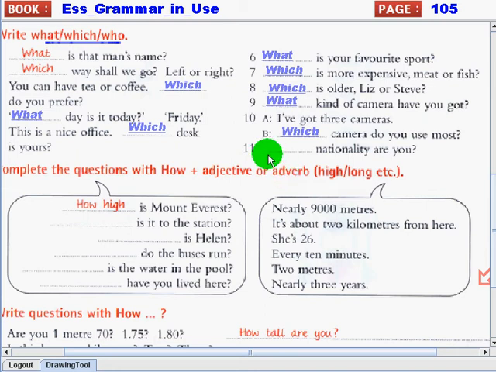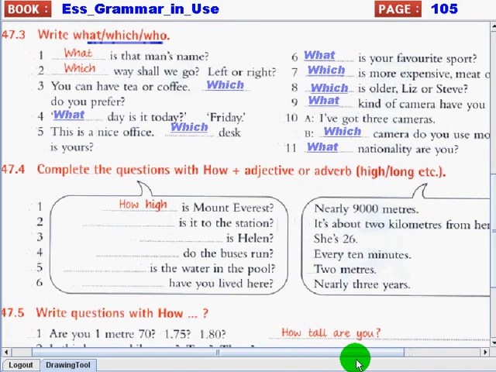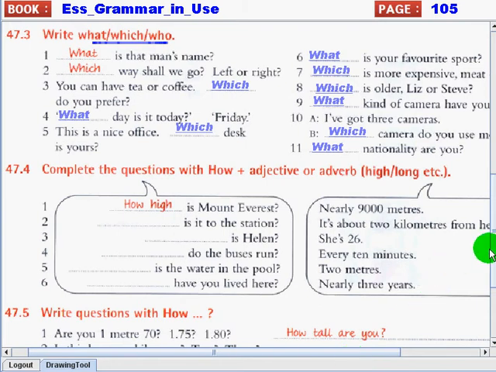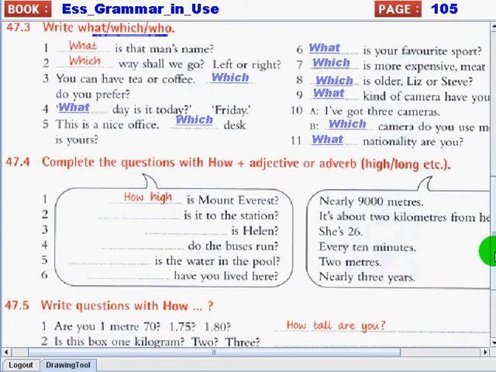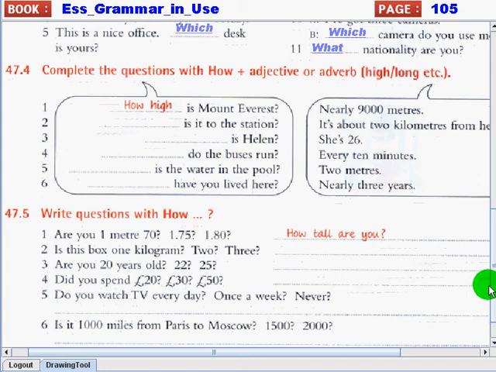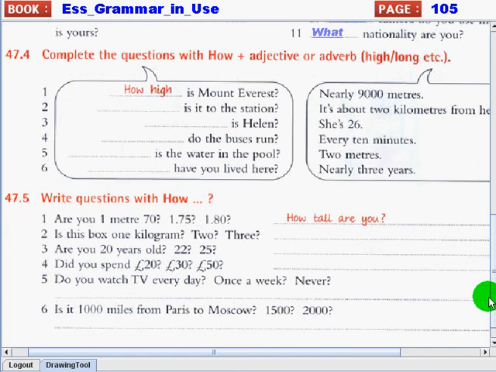Blank nationality are you? We can say what. What nationality are you? Because we're asking for the exact nationality of that person. We want to know, right? Now let's have 47.4. Let's complete the questions with how plus adjective or adverb. Example of adjective or adverb. Example of adjective, high, and also long. Okay?